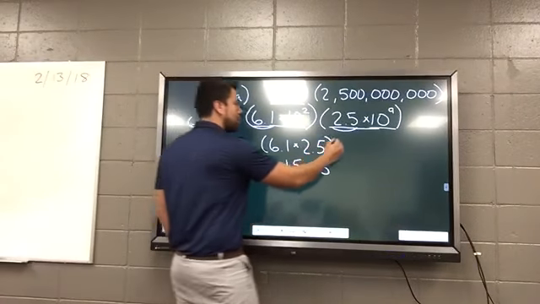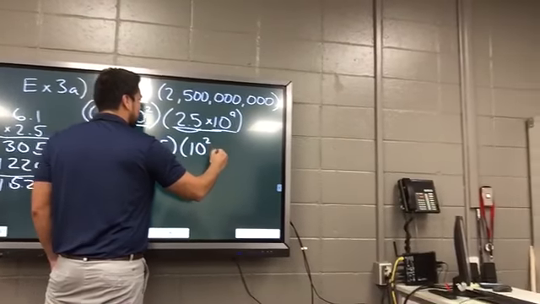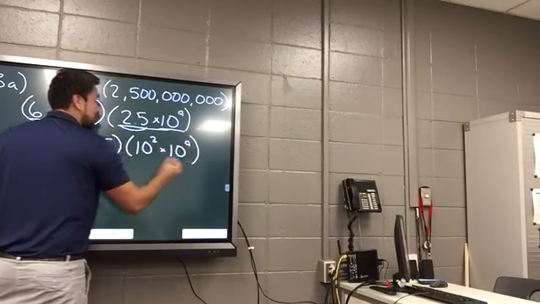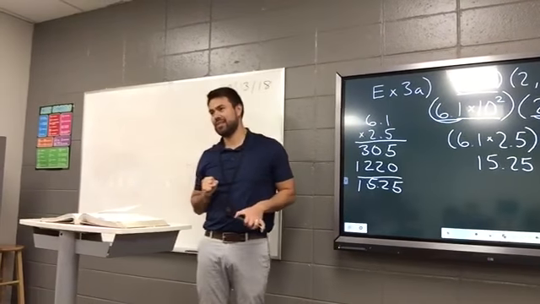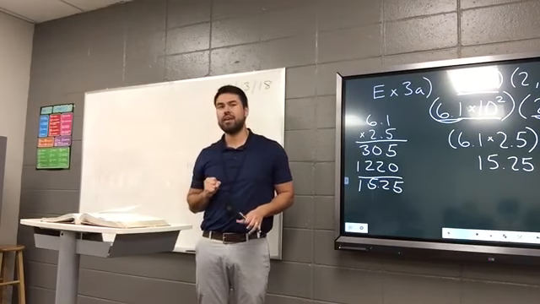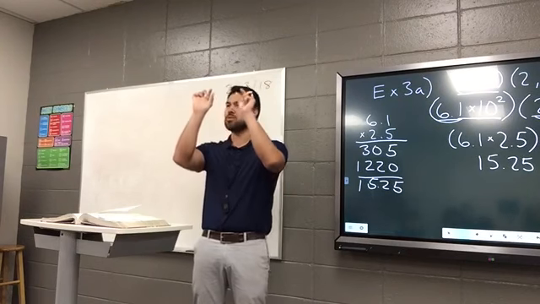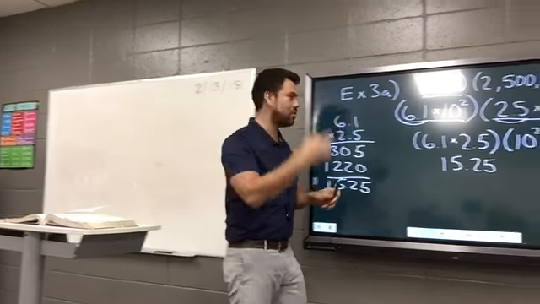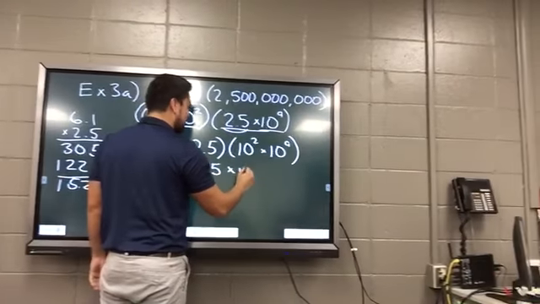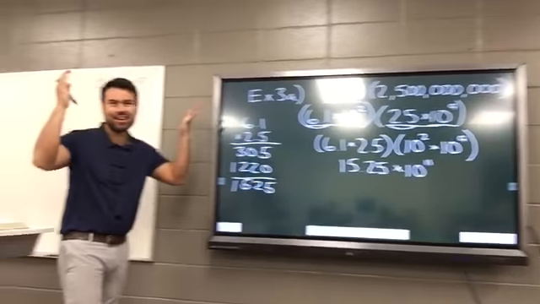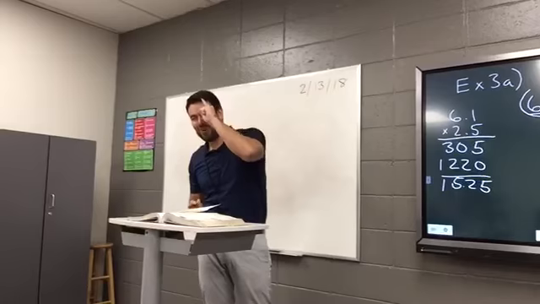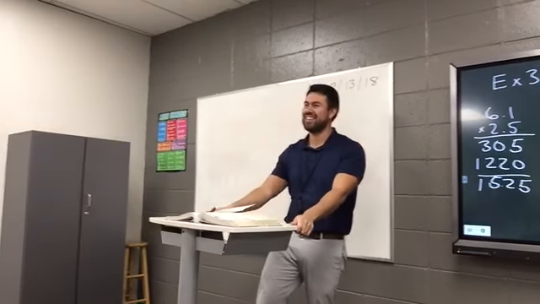Then what happens when I multiply 10 to the second times 10 to the 9th? Do they have the same base? 10 to the 9th and 10 to the second, right? You're multiplying them, so what do you do with those exponents? You add them. You get times 10 to the 11th. Ta-da! You are almost there.